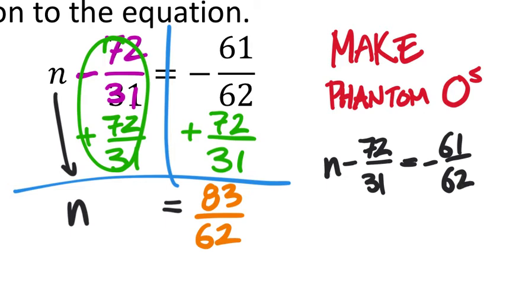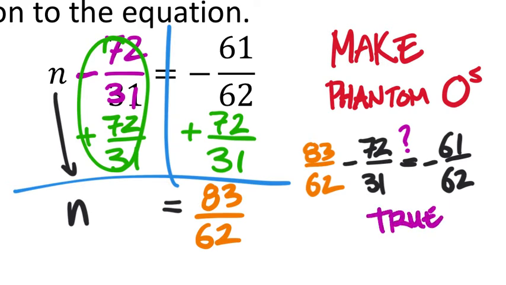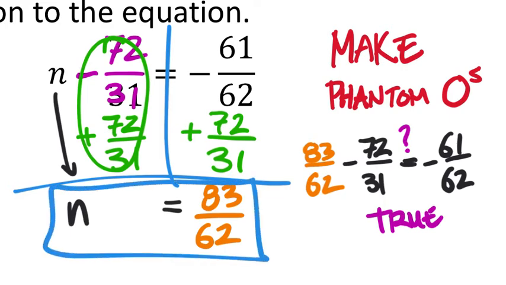Okay, so I'll put my question mark here. If I replace the n value with the value that we found, 83/62. Okay, so I type this into my calculator. 83/62 minus, there's the fraction button, 72/31. Enter, and yeah, my calculator gave me this exact fraction right here, negative 61/62. That means that that would have been a true statement if you replace the n value with 83/62. Now, this is a pretty precise answer with the fraction, but so are the other ones. It's just this one's kind of an ugly answer.